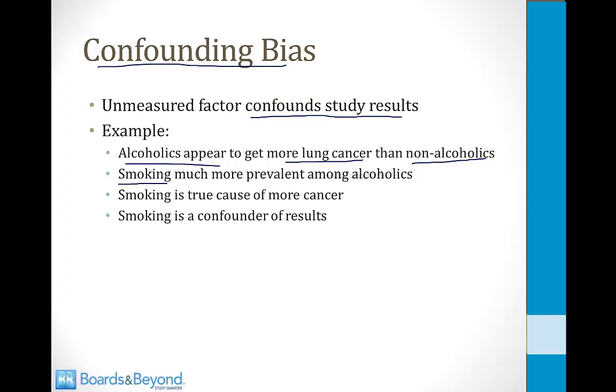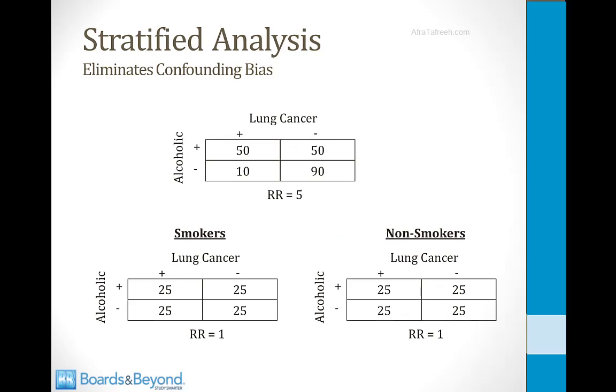However, it turns out that smoking is much more prevalent among alcoholics. So smoking is the true cause of more cancer, and we would call smoking a confounder of the results. It makes it look like drinking alcohol is the cause, but it is not. So to understand how we discover confounders, we need to understand something called stratified analysis.